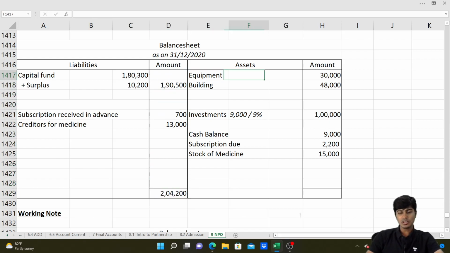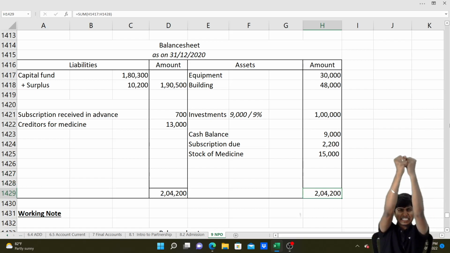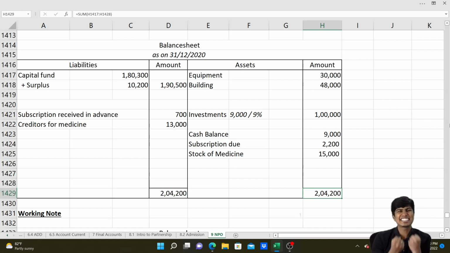Let's now take the total on the asset side. 30,000 plus 48,000 plus 1 lakh investments plus 9,000 cash balance plus 2,200 subscription due plus stock of medicine 15,000 also gives us 2,04,200. Yes. And our balance sheet has tallied. And this is how you prepare or solve a master problem on not for profit.